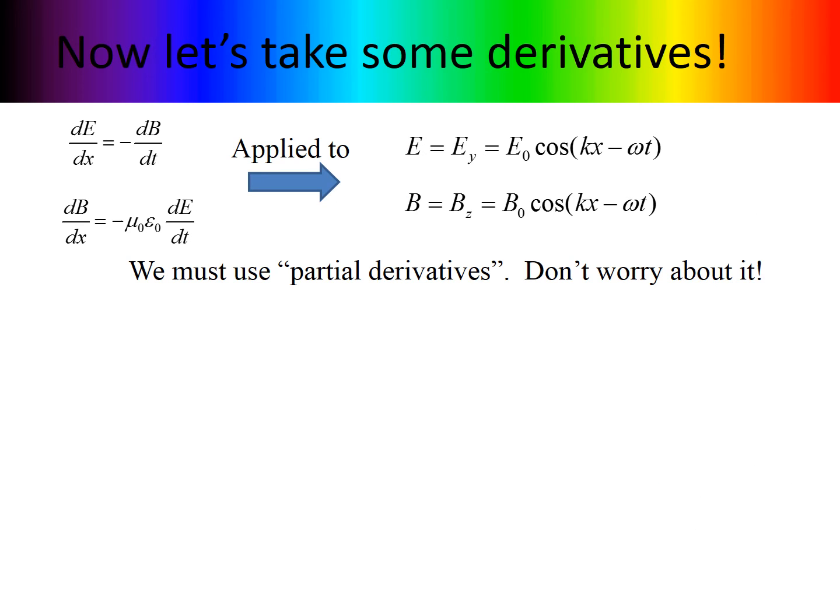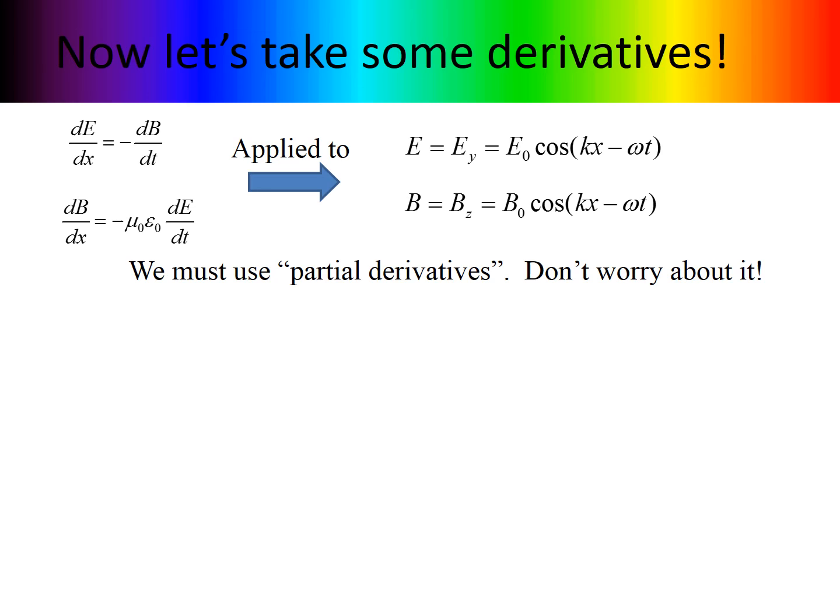And so we're going to actually apply those equations to our transverse wave for the electric and magnetic fields. Now to do this, we have to use something called partial derivatives, and I'm going to explain very briefly what they are. It's something that you learn in Calc 3. You don't need to worry about the details behind them, but simply put, if you've got a function that has more than one variable, you're going to use partial derivatives instead of the derivatives that you've seen in Calc 1.